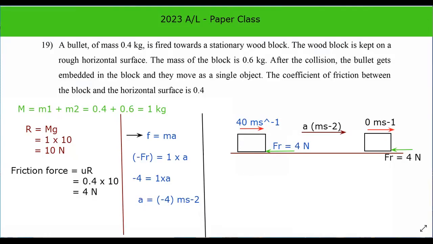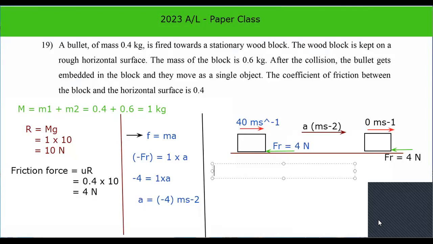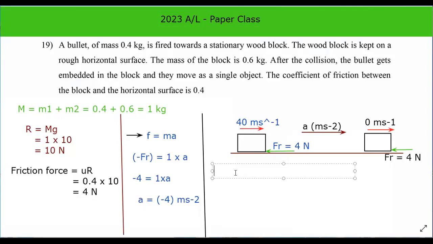Right, now we can find the time taken for the object to come to rest. To find it, we can apply the equation V equals U plus AT. Final velocity is 0, initial velocity is 40, acceleration is minus 4, and the time taken is simply t.